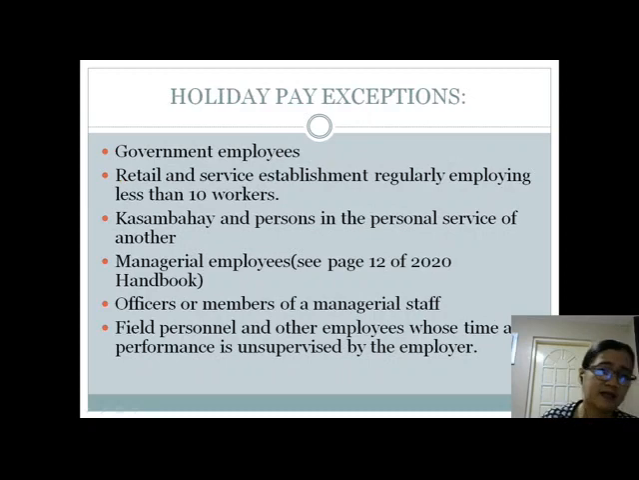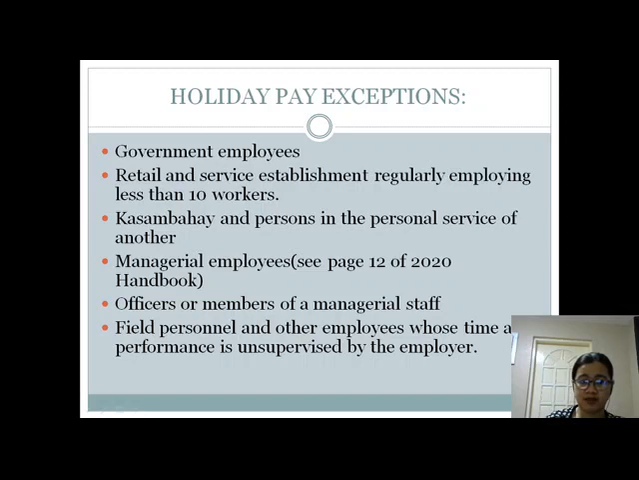Now, of course, holiday pay for employees is not automatic. There are actually particular employees who are not given holiday pay as stated in our Labor Code. So these are the exceptions, workers that are not entitled to receive holiday pay. These are government employees, retail and service establishments regularly employing less than 10 workers, the kasambahay and persons in the personal service of another, and managerial employees.